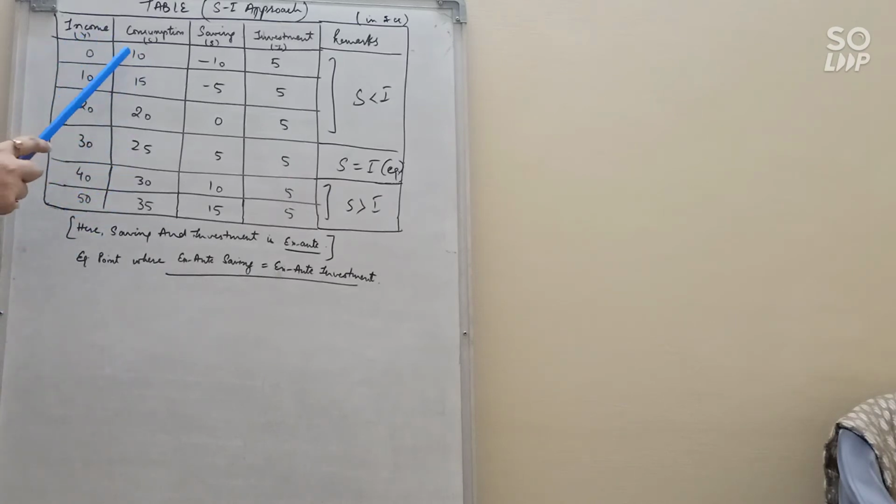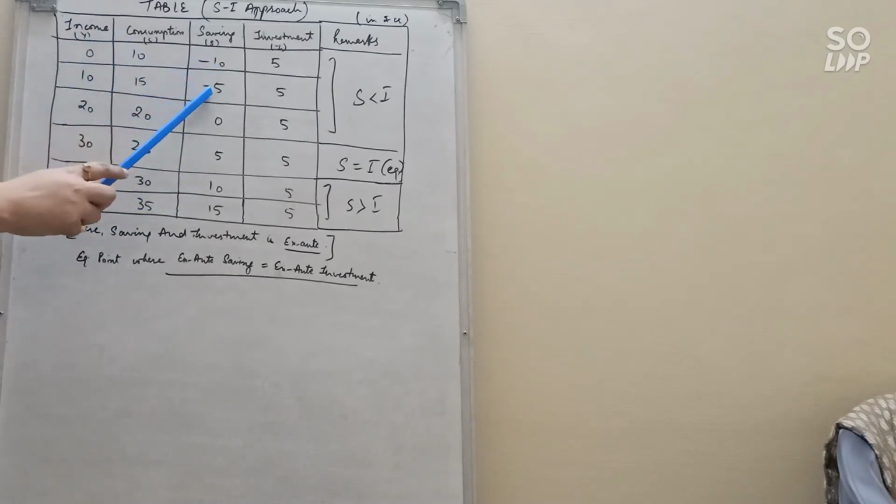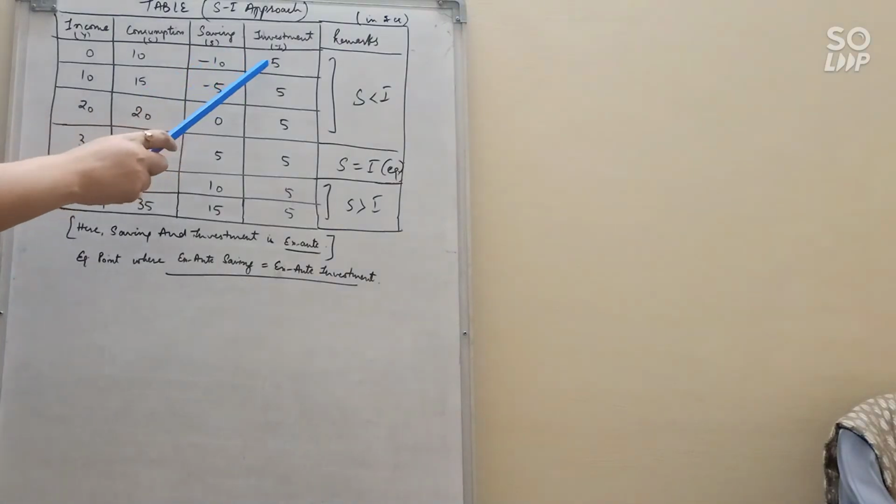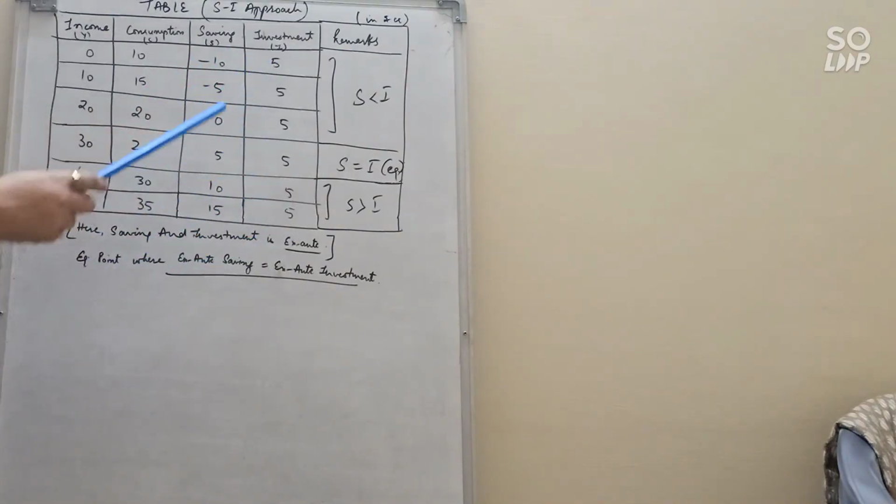So with the help of income and consumption you can find out the saving, that is income minus consumption. So minus 10, minus 5, 0, 5, 10, 15. Investment, again I am taking the autonomous investment as we have discussed in the assumptions. So 5, it remains the same, constant.